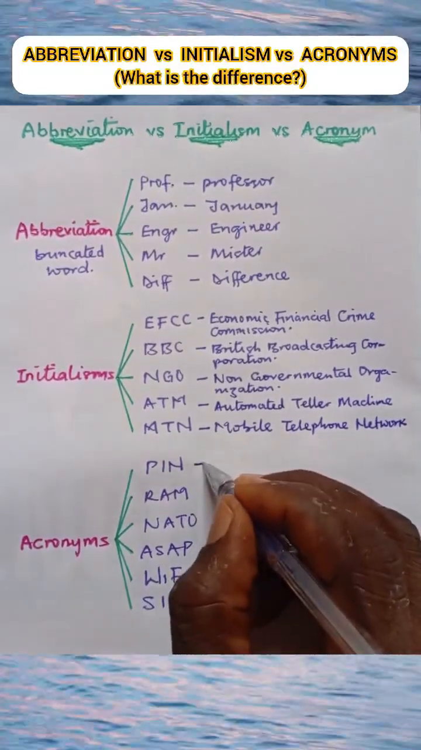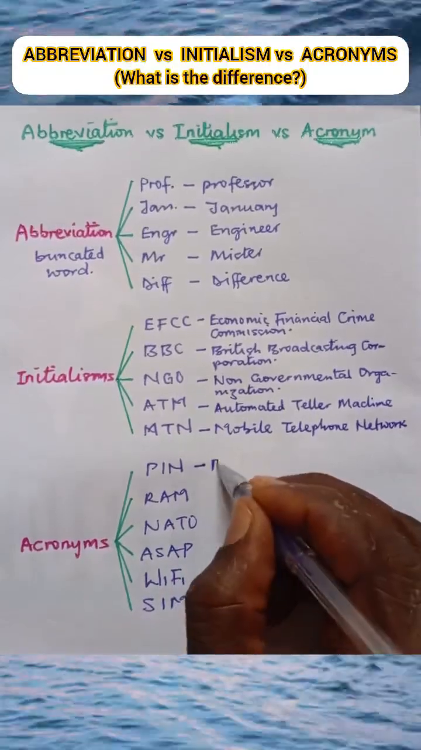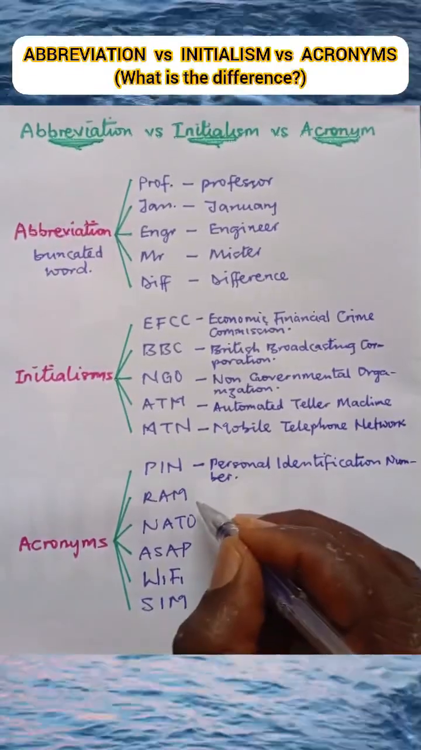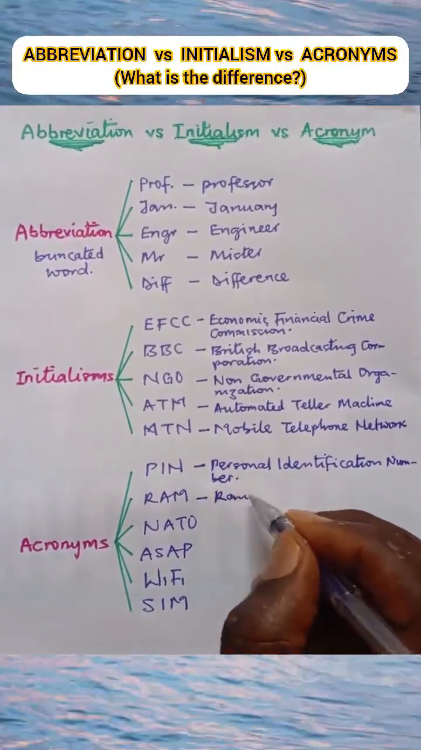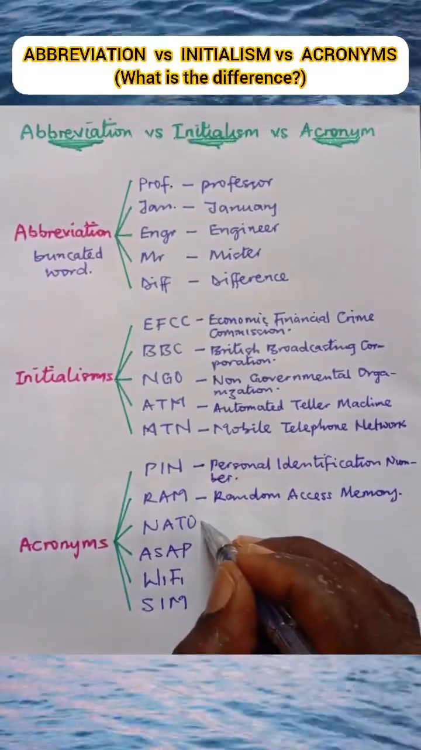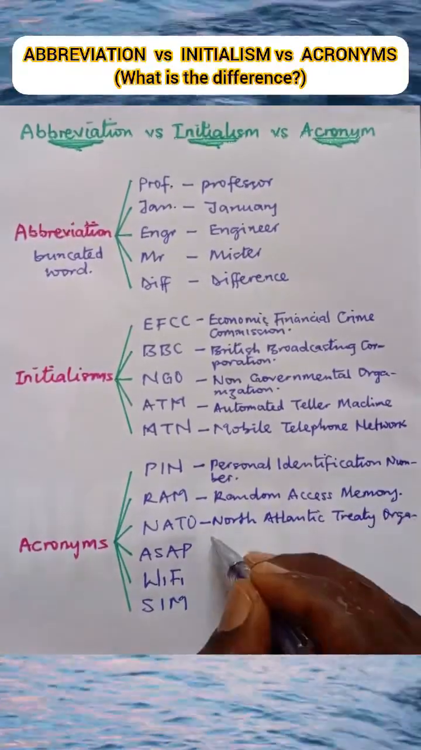Alright, now let's come to acronym. PIN. Now you notice that each of the acronyms can be pronounced as a single word. PIN, Personal Identification Number. RAM, Random Access Memory. NATO, North Atlantic Treaty Organization.